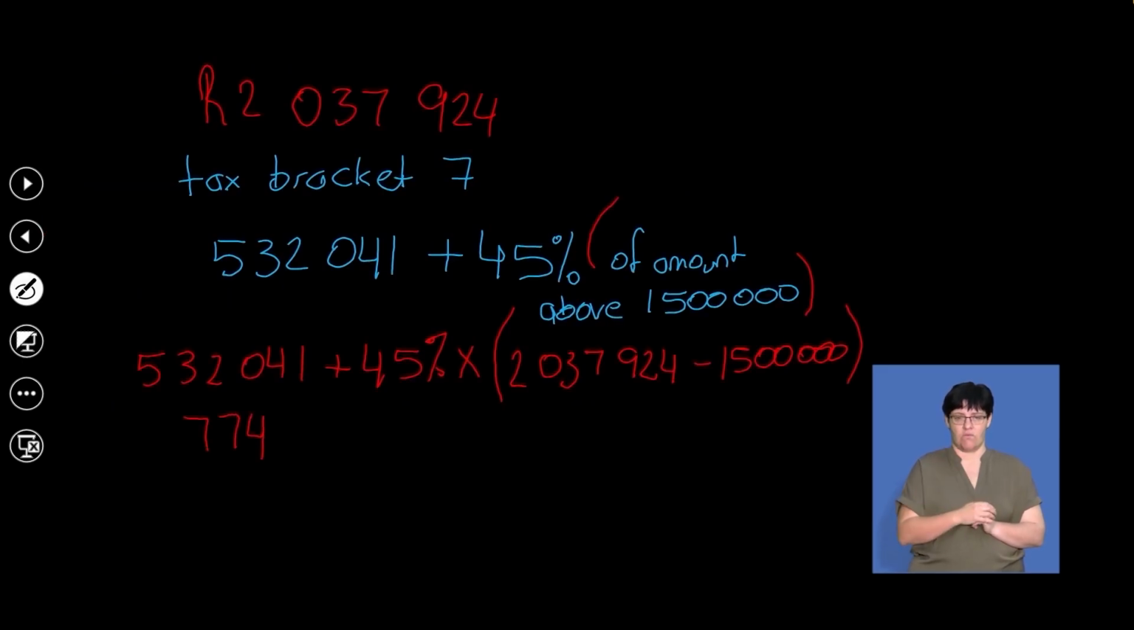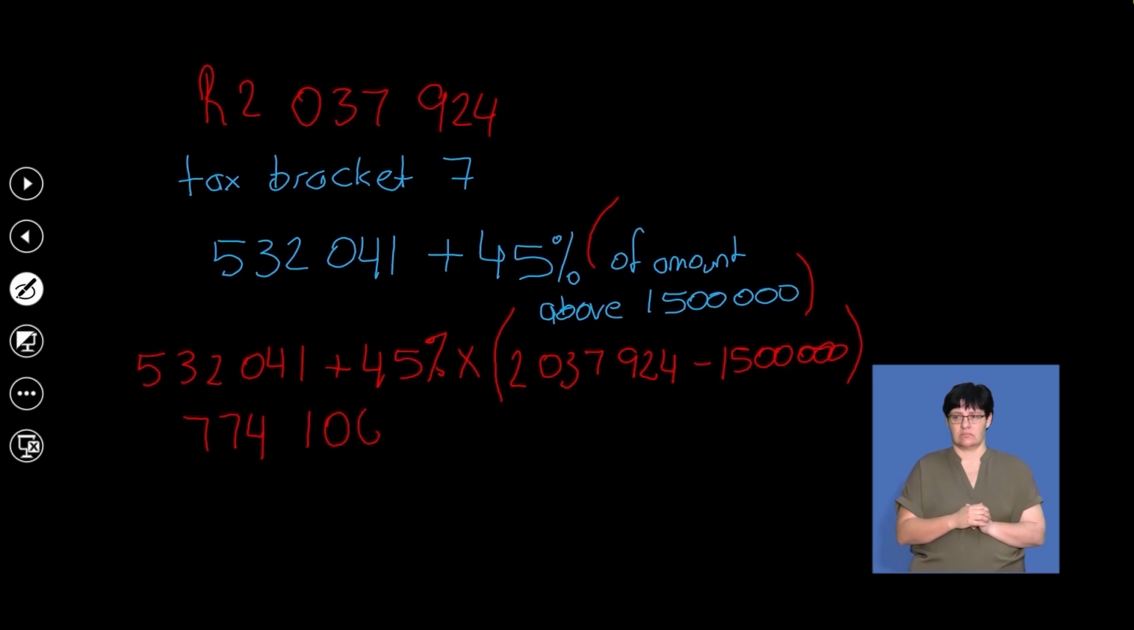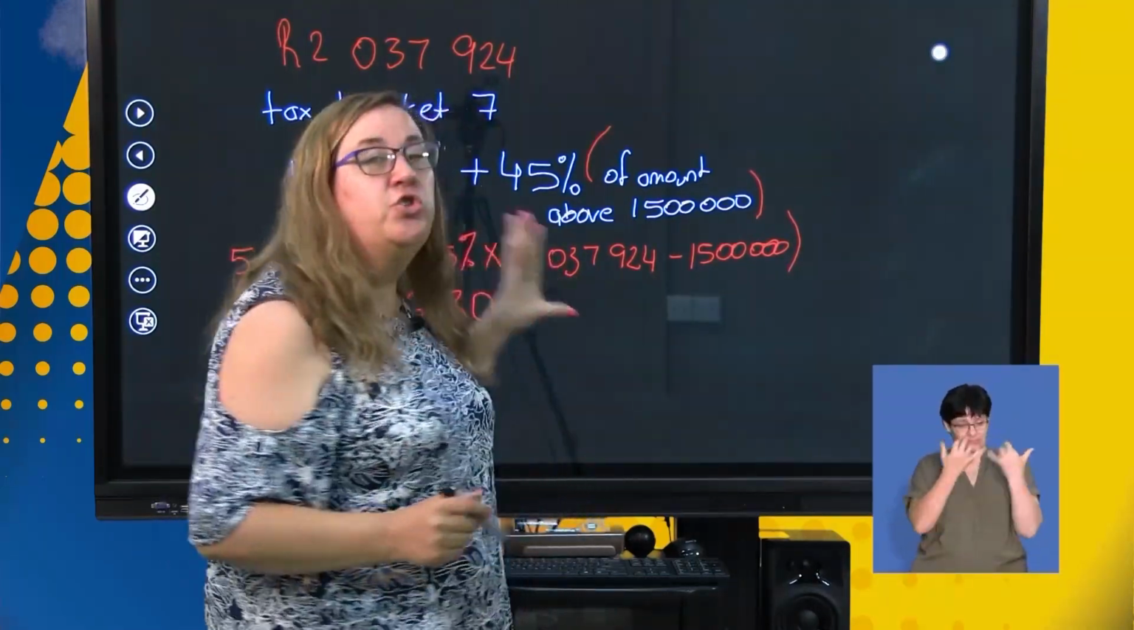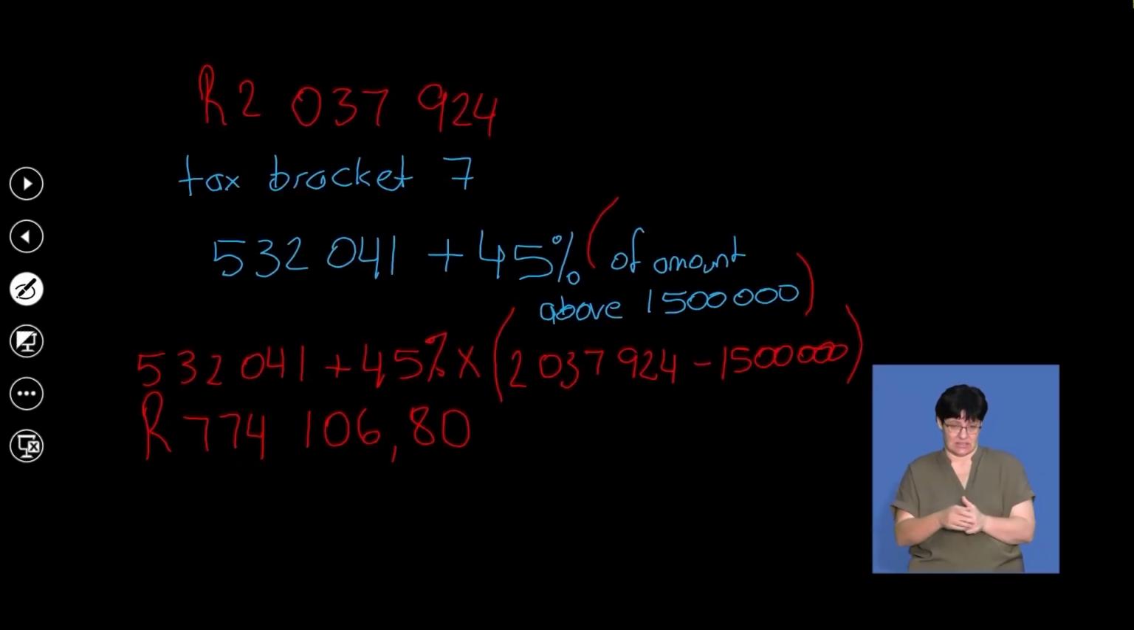Let's write that in. 774,106.8. Remember, it's money, must be 2 decimal places, and I need a rand in front of it. There's still more calculations for us to do. But before I go on to carry on the sum, I want to show you what happens if you're not using a scientific calculator. If you're not using a scientific calculator, I'm going to do it in a different color, you're going to work out that portion first.